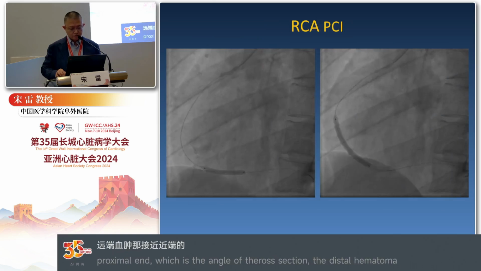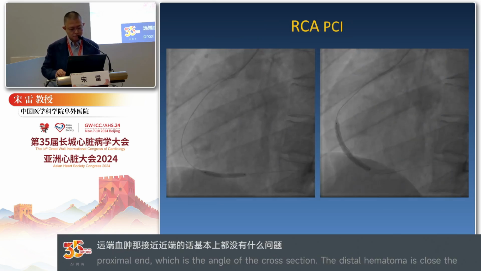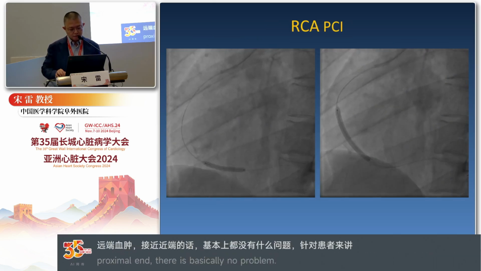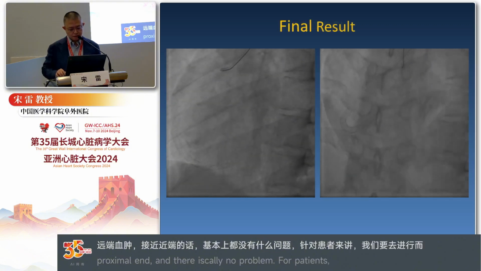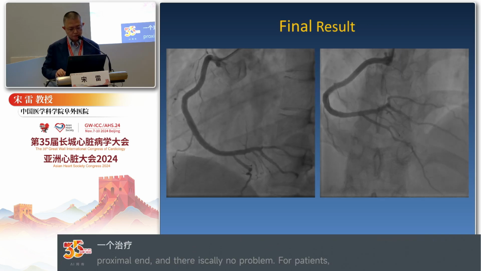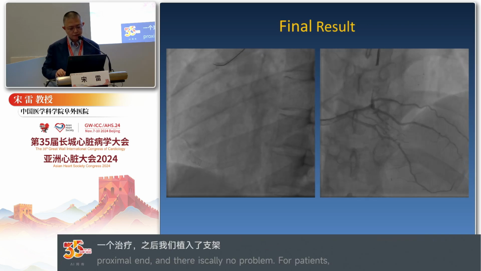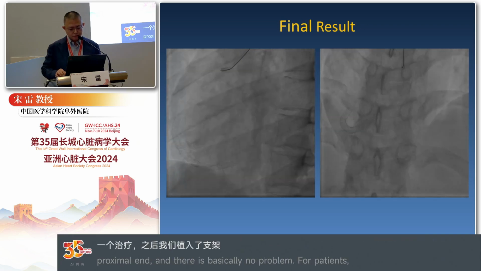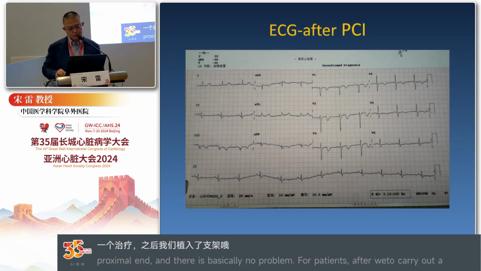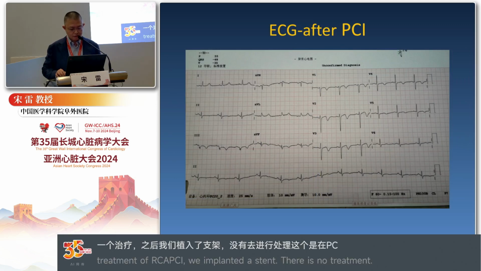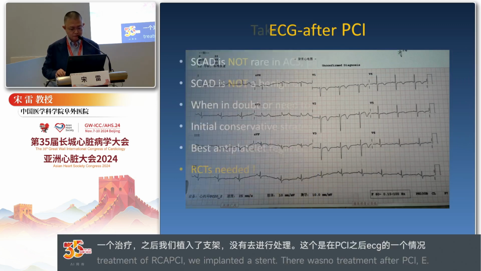For this patient, the operator treated the RCA because it was flow limiting, and put in a stent. This is the final result of the RCA. For the LAD, they left it alone. Here is the ECG after the PCI, showing ST segment depression and T-wave inversion.